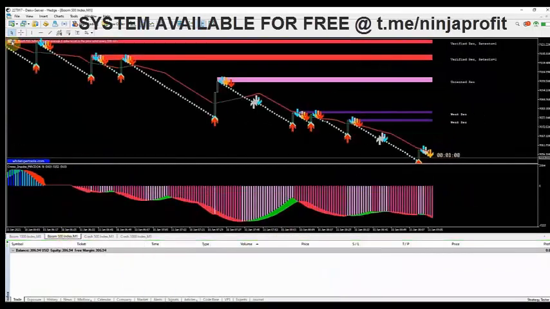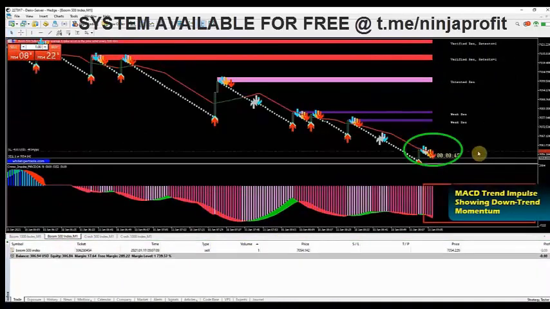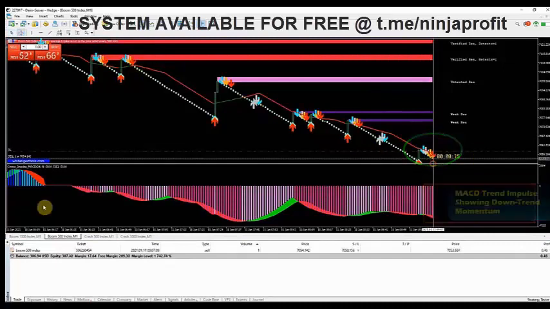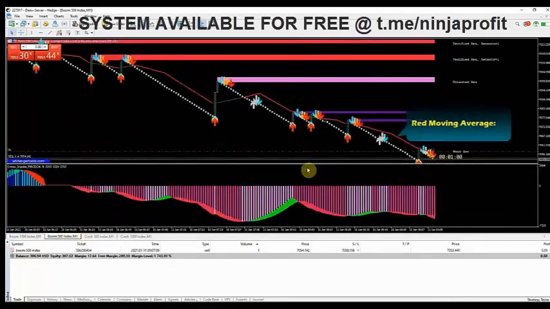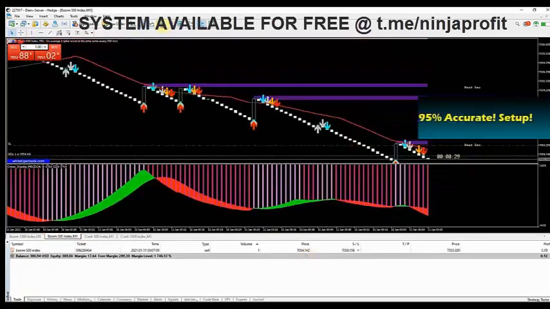We have another perfect signal here. First things to check is the trend momentum using the trend impulse indicator. It's red and showing downtrend direction. The colored moving average is also red indicating strong downtrend movement. This kind of setup is 95% accurate that our trade will close in the money. Seeing is believing.